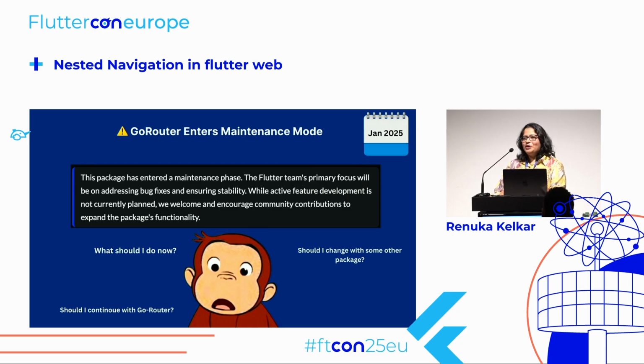There are so many questions coming up in the community: should we go with Go Router or should we change to another package? Because people are using this package since it's popular, they are using it in production apps, and then suddenly such a thing happens. The community is asking, okay, what should we do now? And this is my stand, what I'm talking about here.